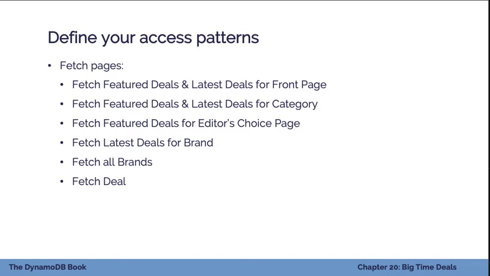2 more fetch actions we have. We want to fetch all the brands. Remember, we have that brands list page. So we want to be able to show all the brands. That's kind of a tricky access pattern, but we can show how that'll work. And then finally, fetch a deal when we want to get an individual deal if someone's clicked on something and wants to get more information there.